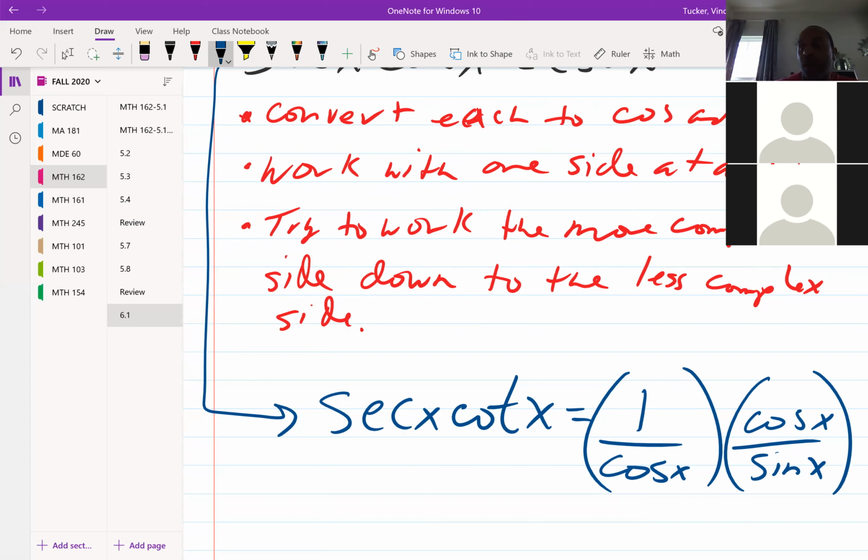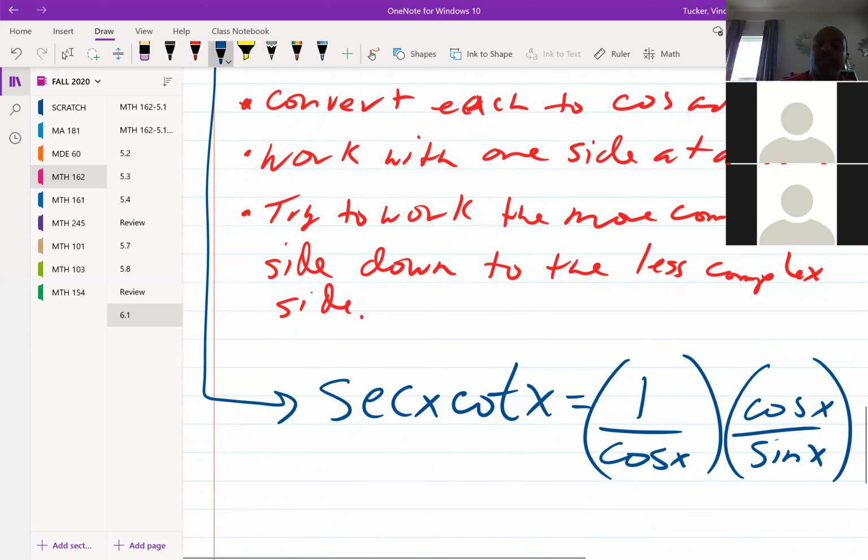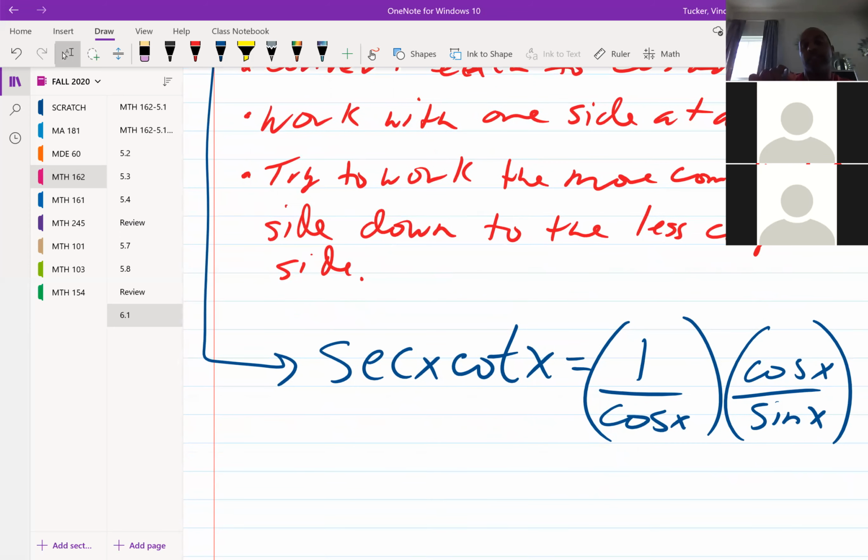I have a math problem in my office wherein it's 7 pages long, and only the first 2 or 3 steps are calculus, and the rest are algebraic moves. And so the reason why I bring that up right now is that we have secant times cotangent. We converted them to 1 over cosine, cosine over sine. So far, we are in trig. We've only made one move. That was trig. The next move that we make is considered algebra.